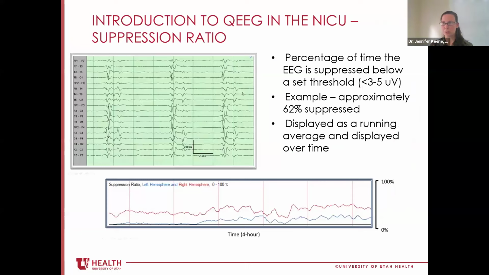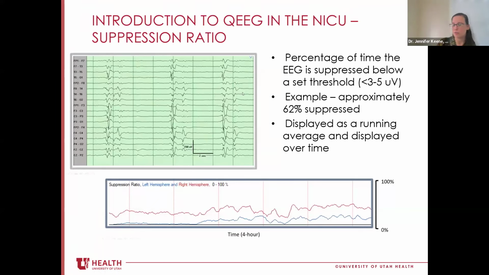Now, the other amplitude trend that we sometimes rely on in the NICU is looking at the suppression ratio. And that trend is exactly what it sounds like. It's the percentage of time the EEG is suppressed below a set threshold. The default is often 3 to 5 microvolts. So in this example, it's approximately 62% suppressed on this page, and it's displayed as a running average over time with, again, your left and your right hemisphere visible.